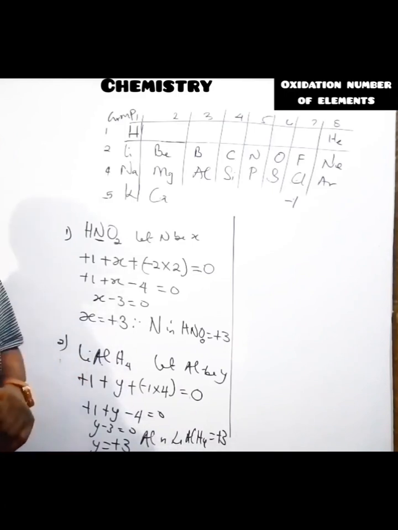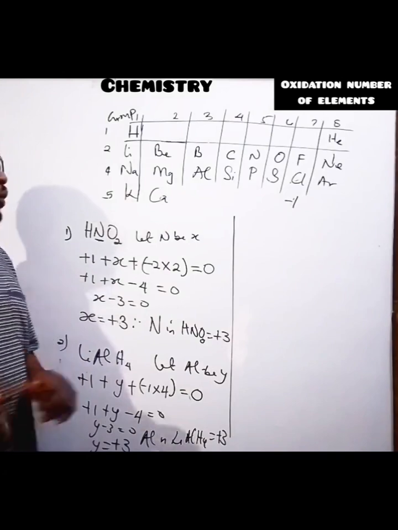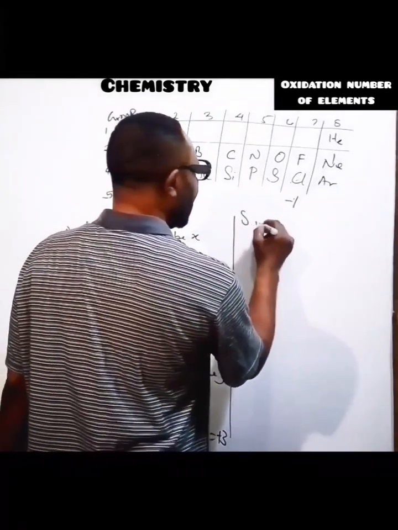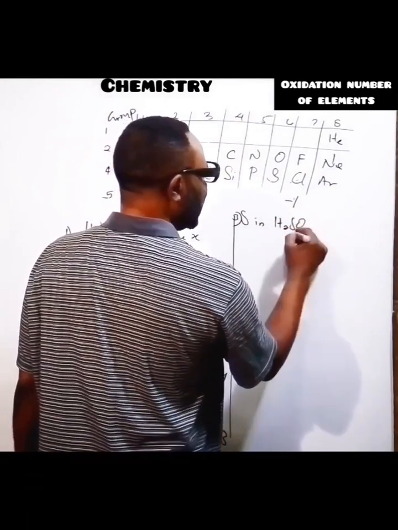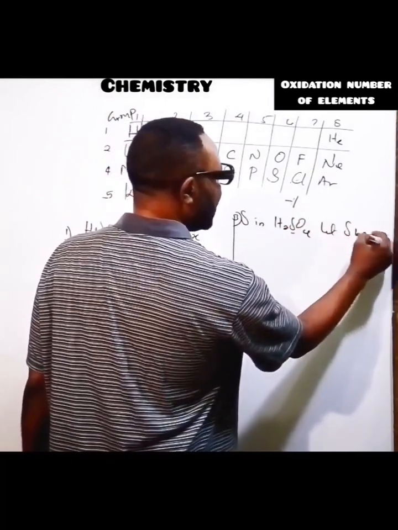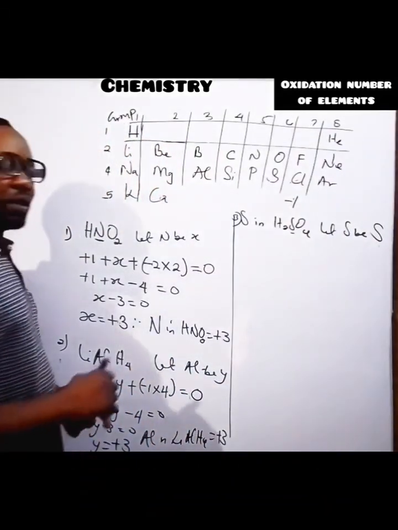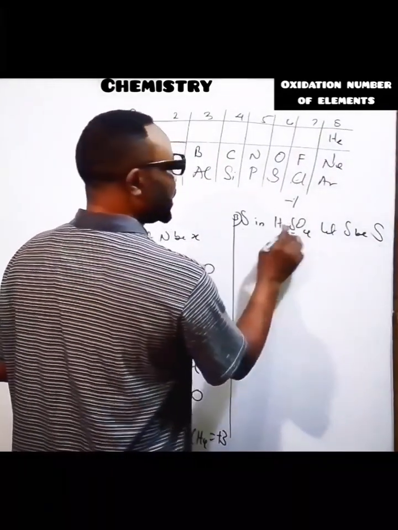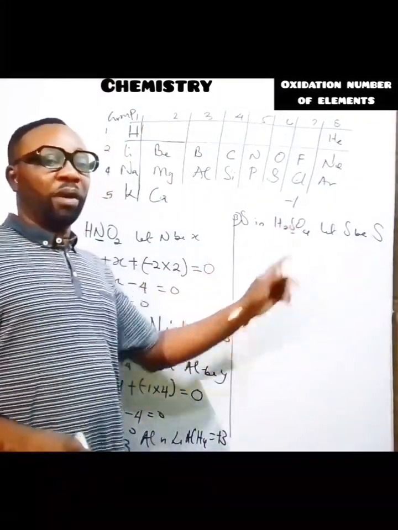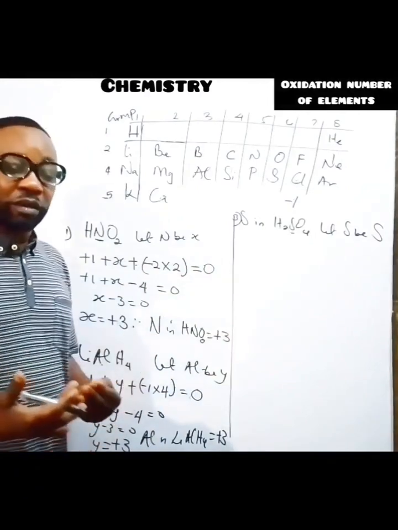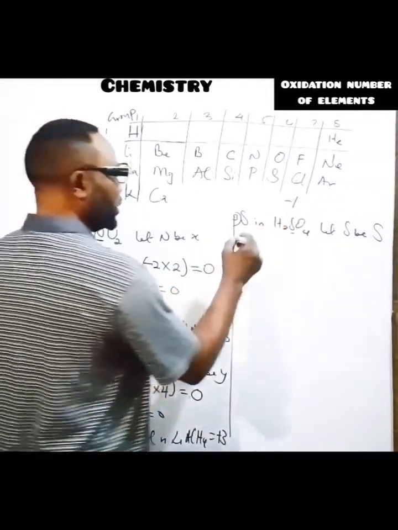Now, the third question says that we should find the oxidation number of sulfur in H2SO4. Let S be sulfur itself. In this case, you can see that this hydrogen is not combined with a metal, so it is in its compound state. Its oxidation number here will be equal to +1.